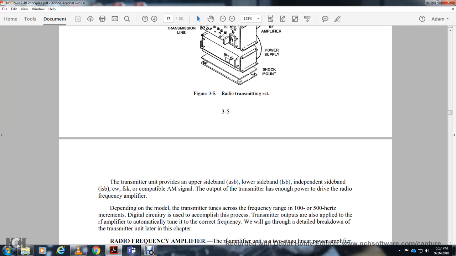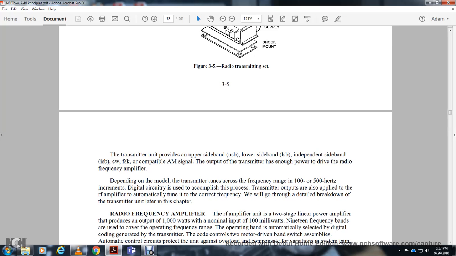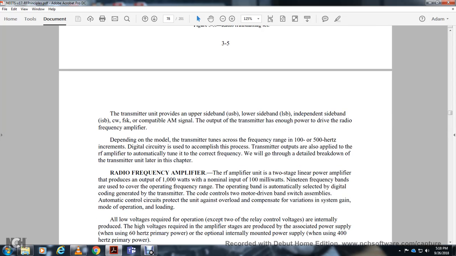The output of the transmitter has enough power to drive the radio frequency amplifier. Depending on the module, the transmitter has a tone with a frequency range from 100 to 500 hertz, incremented by digital circuitry. The transmitter output is applied to the radio frequency amplifier, which is automatically tuned to the correct frequency. We will go through the detail of the transmitter frequency later in the chapter.